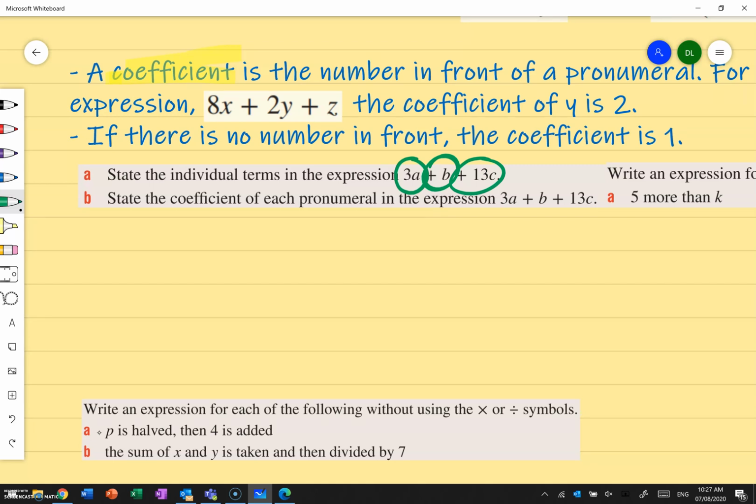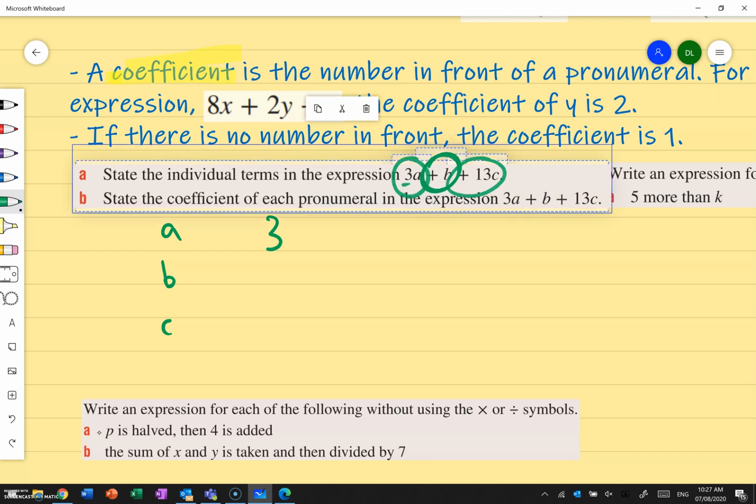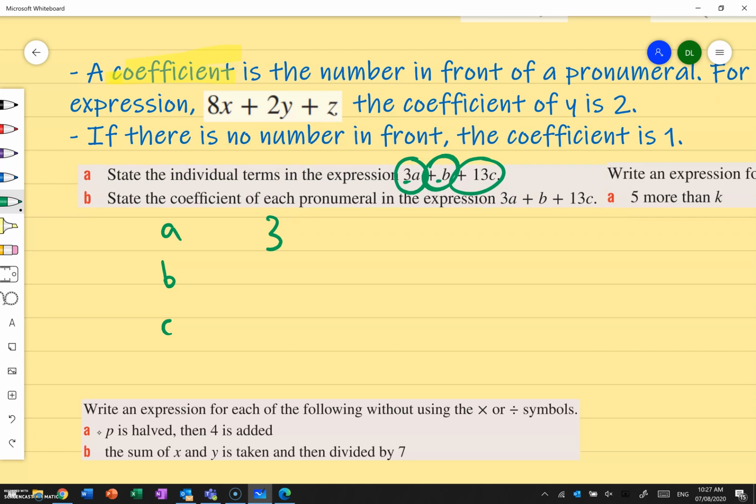Now, state the coefficient of each pronumeral in the expression 3a plus b plus 13c. Now, I've got 3 pronumerals, of course. I've got a, I've got b, and I've got c. So, what are the coefficients? Well, if we look at a, the number in front is 3. So the coefficient is 3 for a. If I look at b, there's no number in front. Remember, if there's no number in front, we write a 1. Okay, and over here for c, I've got 13. So my coefficient for c is 13.